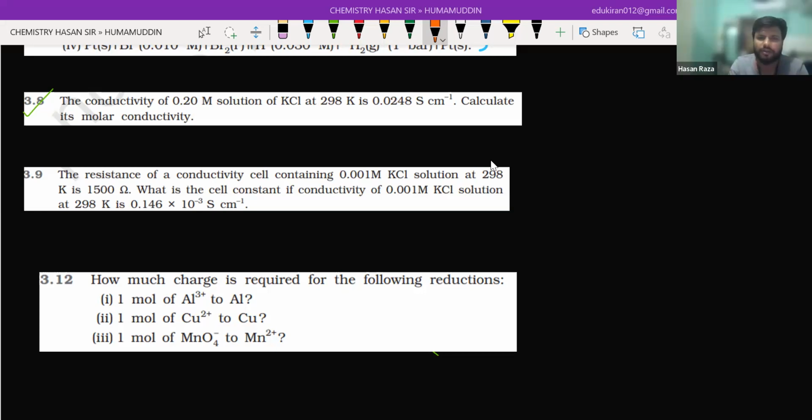Let me explain this. See, in 3.9, whatever is given, you are going to write it first. You can see conductivity, and here it is given that molarity is 0.01 M. At 298 Kelvin, resistance is given as 1500 ohm.